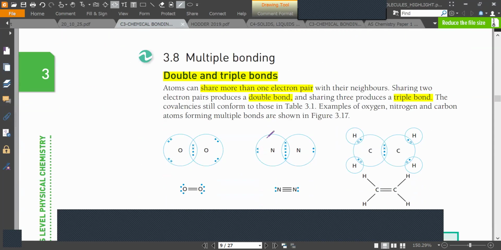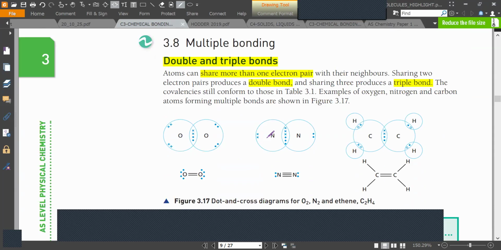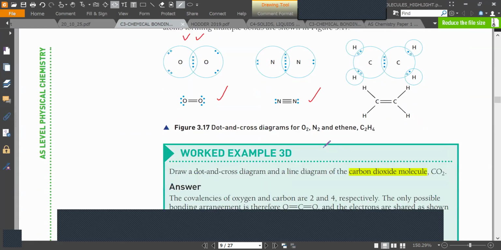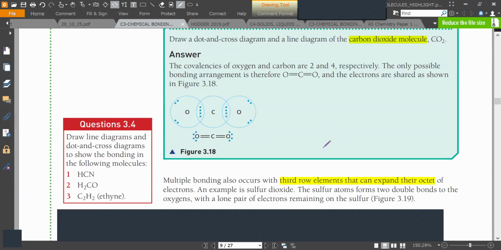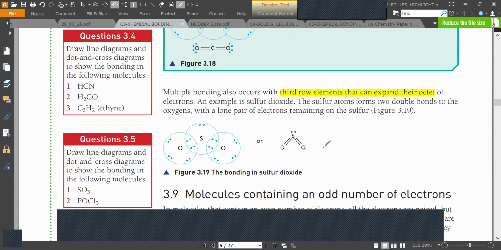Double and triple bonds are also straightforward. Oxygen has 6 valence electrons, so it needs to form another 2 bonds to have a full octet. So it will form a double bond, nitrogen will form a triple bond, and so on. This is mostly IGCSE, so I will just go quickly.